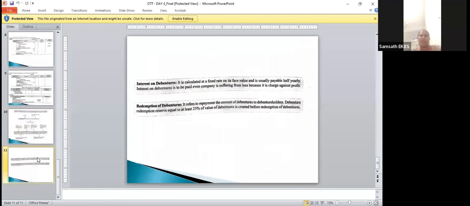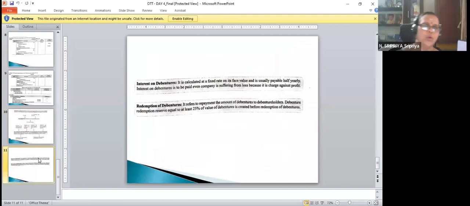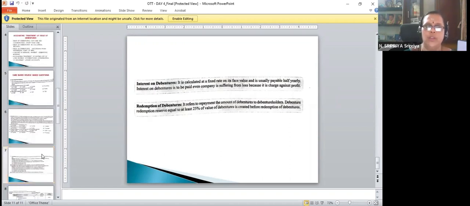So this is again a small one before I go to this lesson plan. Notes of lesson, sorry, lesson plan for debentures. Samshad has sent it, and others, I think you'll be able to send it today. Interest on debentures is calculated at a fixed rate on its face value and is usually payable half yearly. Interest on debenture is to be paid even if the company is suffering a loss. We know pretty well that it is a charge against profits. Therefore, it will be debited to the statement of profit and loss only. And the last concept is not applicable to us, so we need not worry about that.